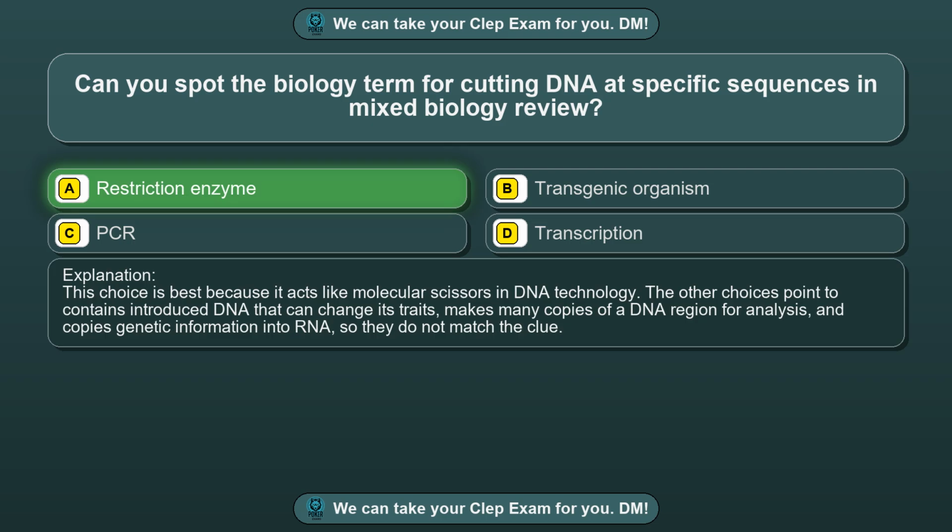This choice is best because it acts like molecular scissors in DNA technology. The other choices point to contains introduced DNA that can change its traits, makes many copies of a DNA region for analysis, and copies genetic information into RNA, so they do not match the clue.